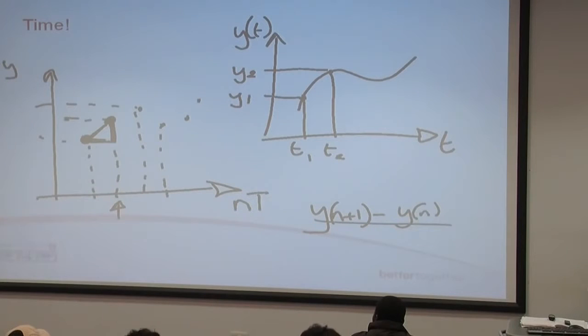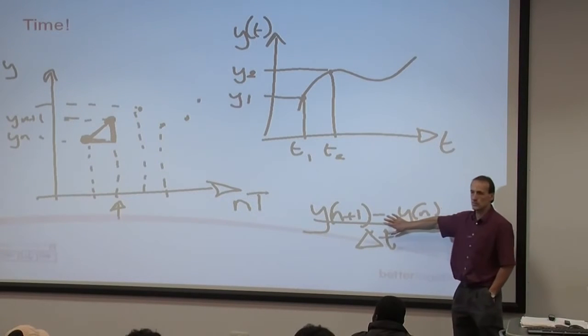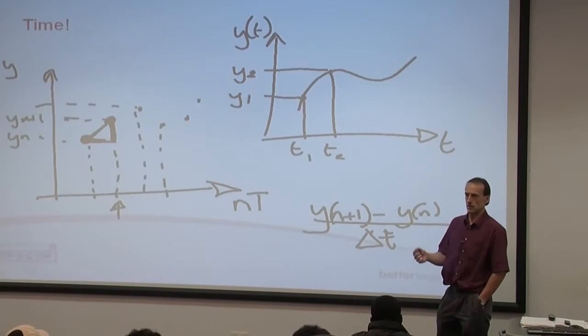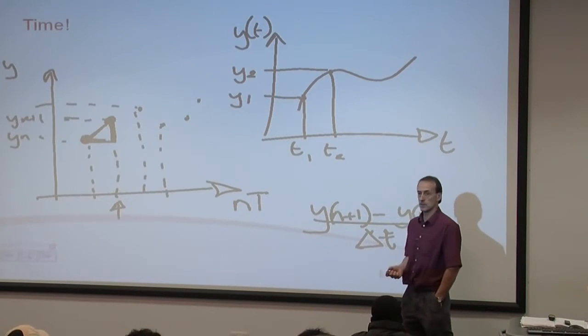So we can take the difference between the two y values, that's yn, that's yn plus 1, and divide by my sampling period, which is delta t, or big T in this case. And that is an approximation to differentiation. We can also approximate an integral.